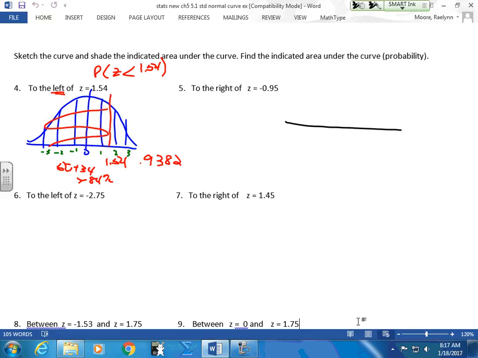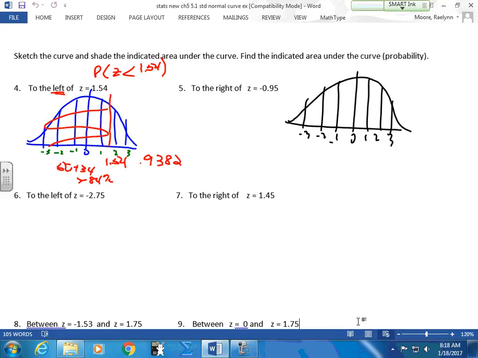Again, start off with your curve. Everybody's going to start with the basic curve. My probability. What's my probability statement? Z is what? Well, how do I say it? Greater than, less than, equal to. I want to the right. Greater than. When you go to the right of something, it's greater. When you go to the left of something, it's less. Think of your number line. All the numbers to the left of a number are less than that. All the numbers to the right of it are greater than that.